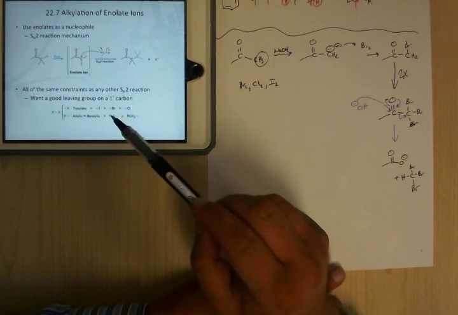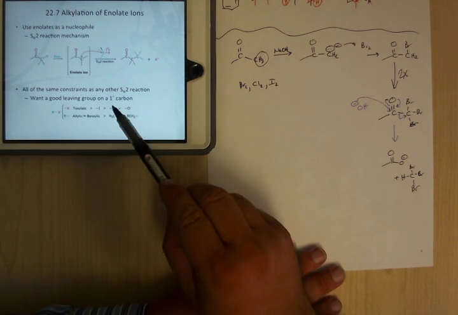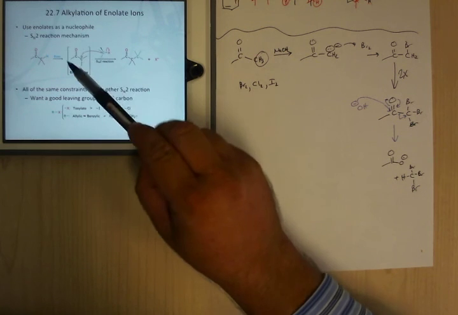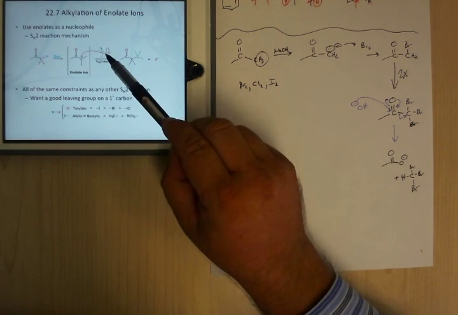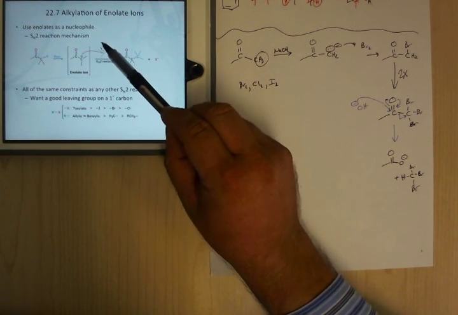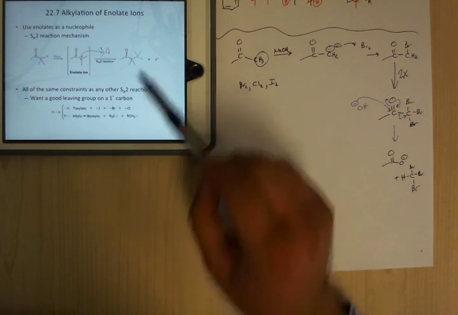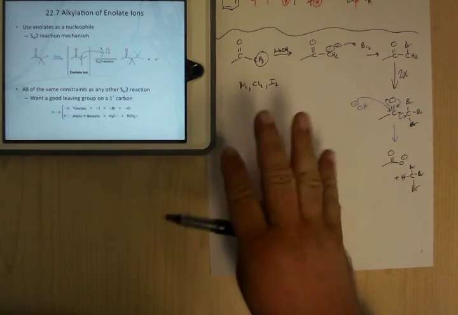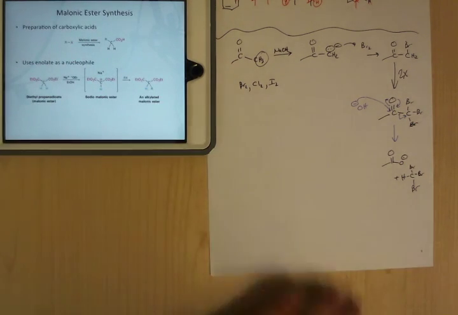Now this follows the same rules as SN2 reactions, right? You want the leaving group on a primary carbon, right? This is a fairly large nucleophile, so you need it to go there. Also, you're going to get inversion of stereochemistry where you add that carbon. So it follows all the same rules of regular SN2, because that's all it really is.